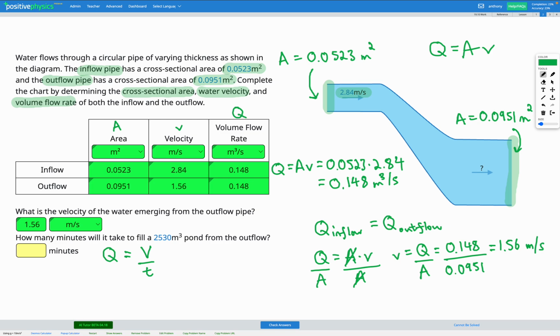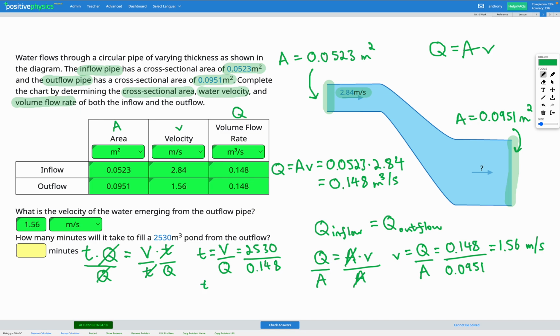So we're looking to find the time. So first I'm going to get time on its own in this equation. So I'm going to multiply by time on both sides. That will cancel on the right. Then I'm going to divide by Q on both sides. That will cancel on the left, leaving me with T equals volume divided by volume flow rate. The volume of our pond is 2,530 meters cubed. And our volume flow rate is 0.148 meter cubed per second from the table.